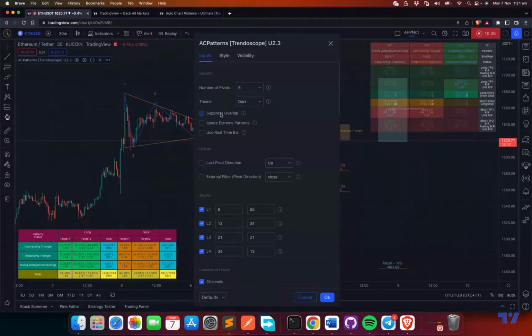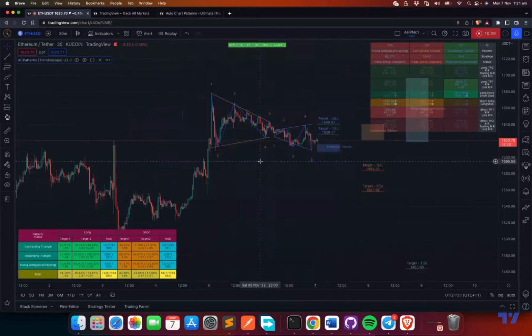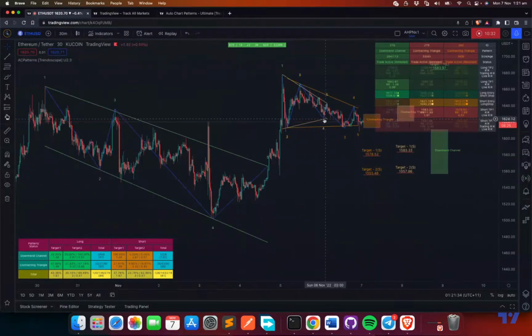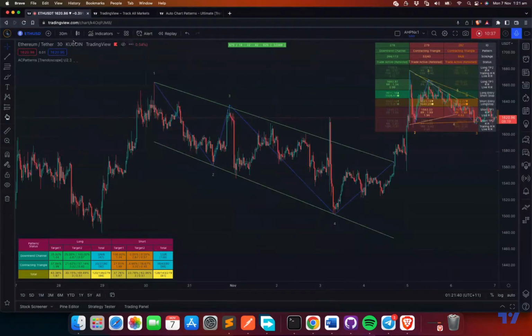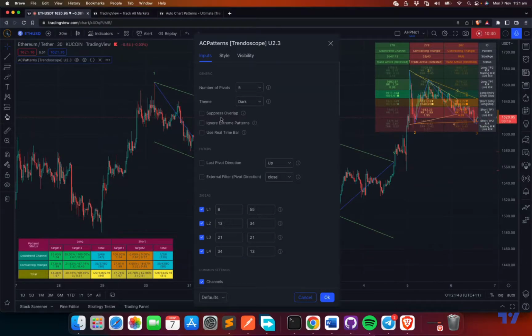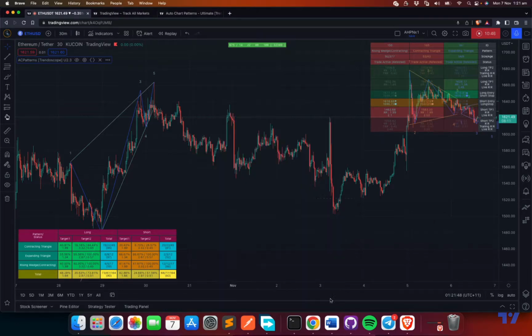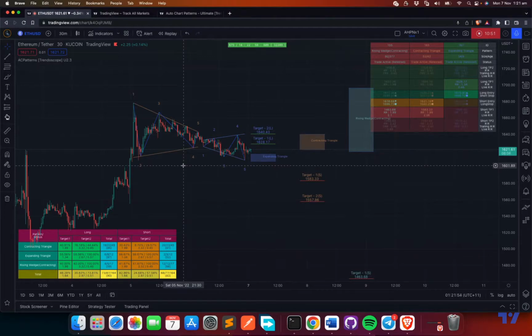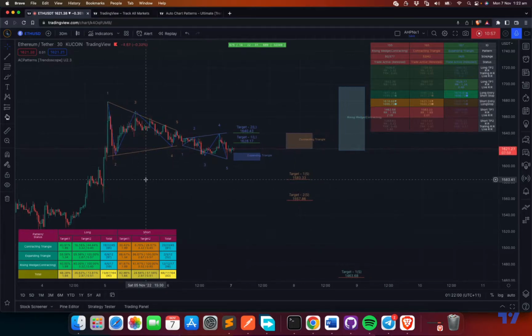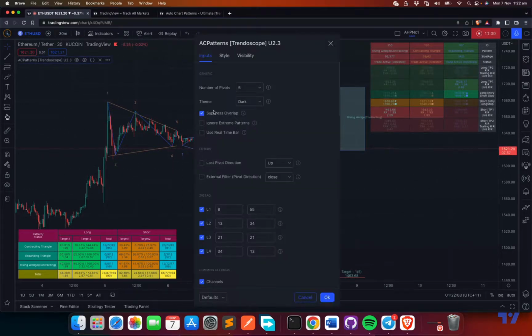Suppress overlap. If you disable it, it will show the patterns which are overlapping. It can get quite confusing sometimes if there are multiple patterns within. So if you want to keep the chart clear, maybe use suppress overlap. Otherwise, if there are too many patterns on the chart, and you are confident that you can filter manually and pick whichever is more appropriate, then disable this option, and you'll be able to see all the patterns.